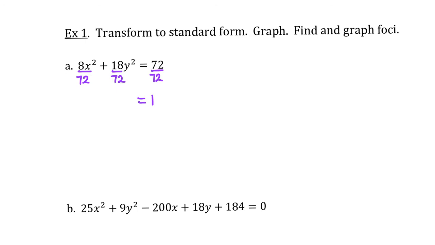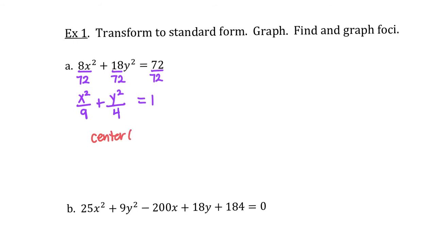Okay, but I do want to simplify these first two terms on the left side. I want it to be x squared over something. If I do 72 divided by 8, I get a 9 for the denominator. And then same for this one, I want it to be y squared over something. So if I do 72 divided by 18, I get 4 for my denominator. Okay, now this is standard form for an ellipse.